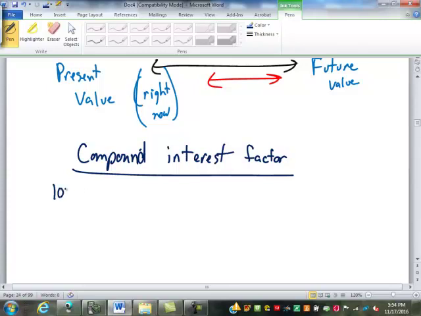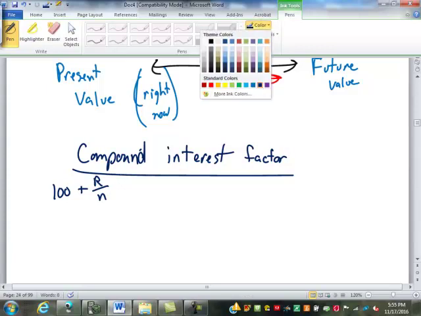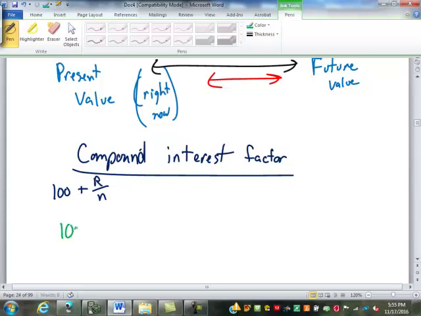It was 100% plus my annual rate divided by N, for the number of periods in a year. I'm going to use it anyway, slightly different than the terms that the book uses. So what I had here, 100% plus, my rate was 8%. Quarterly meant 4 periods in a year. That gave me 102, or 1.02.